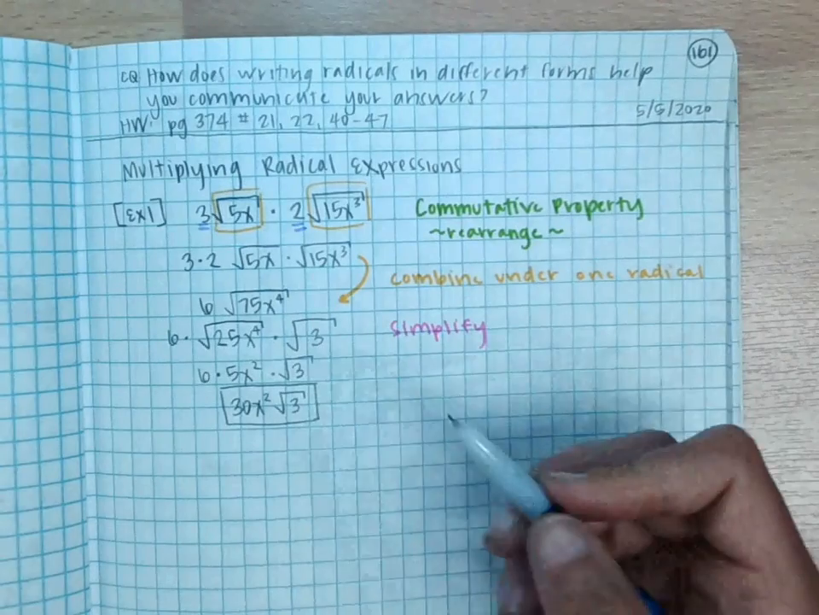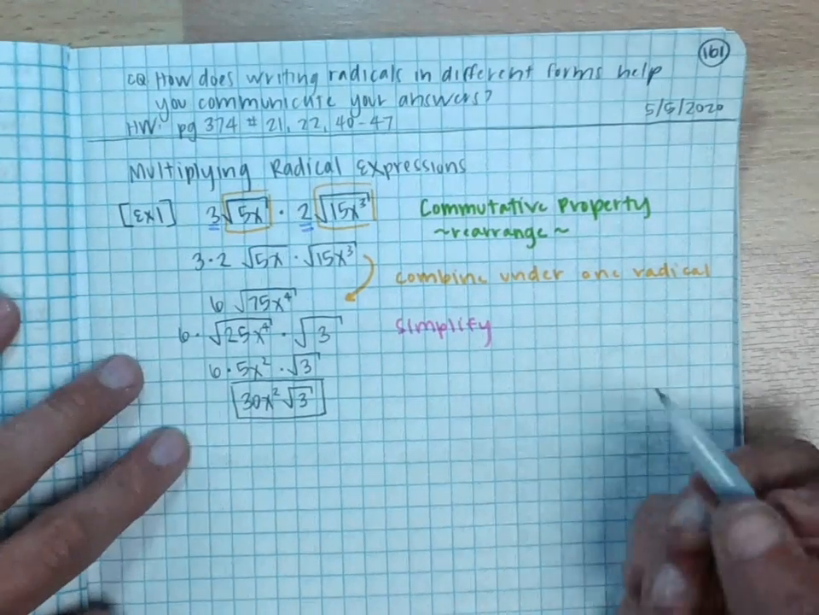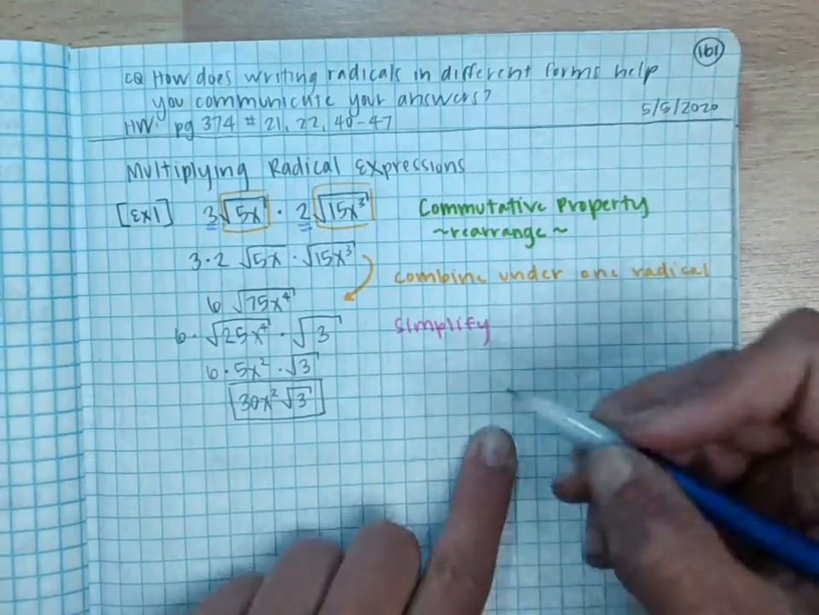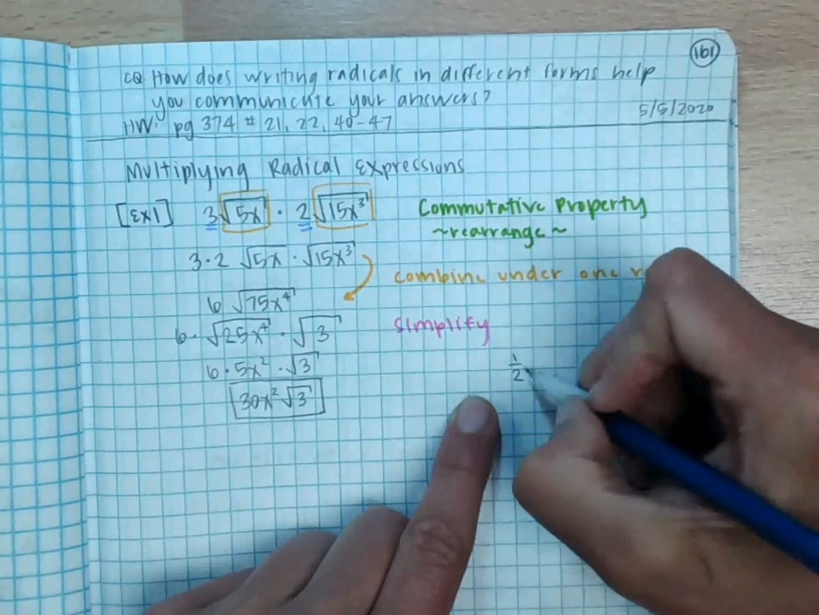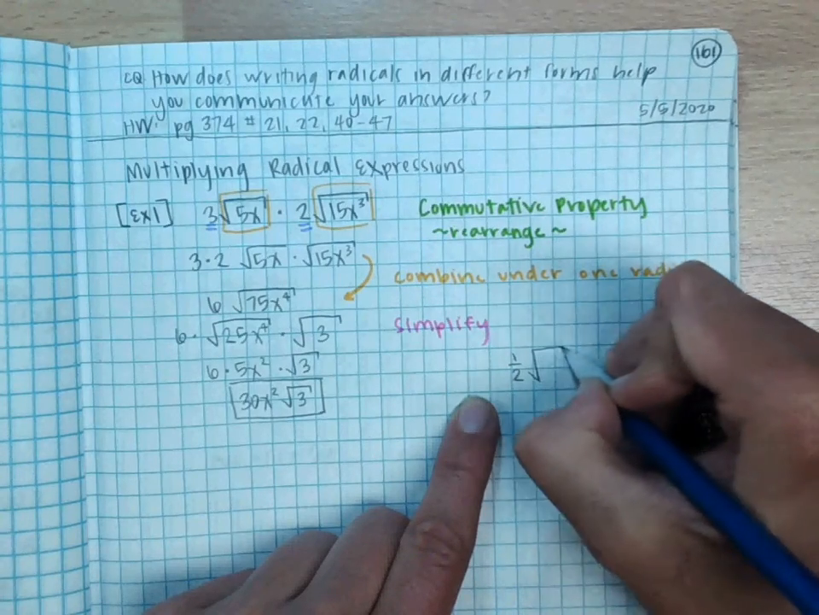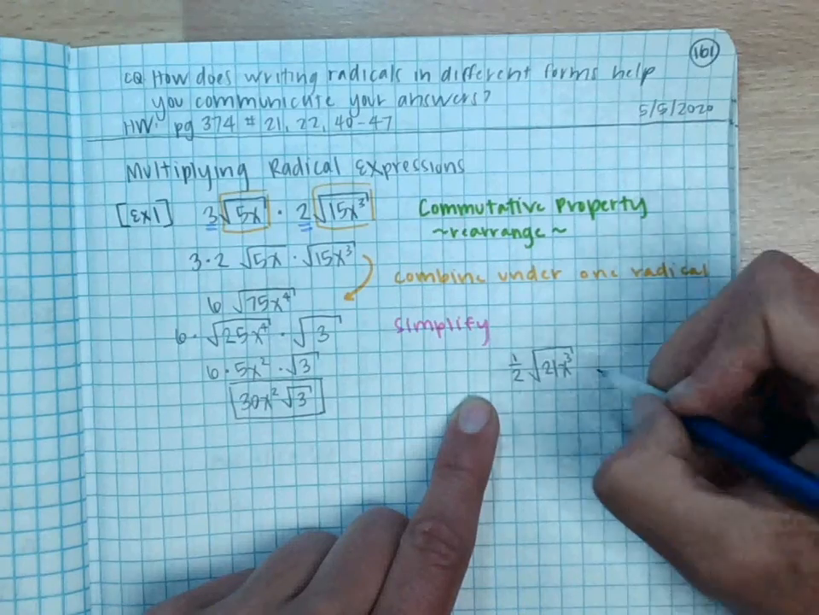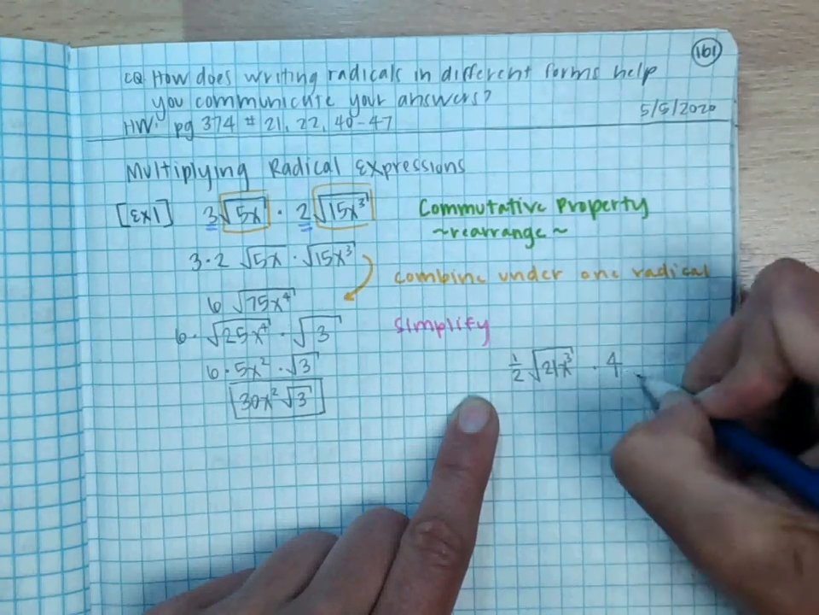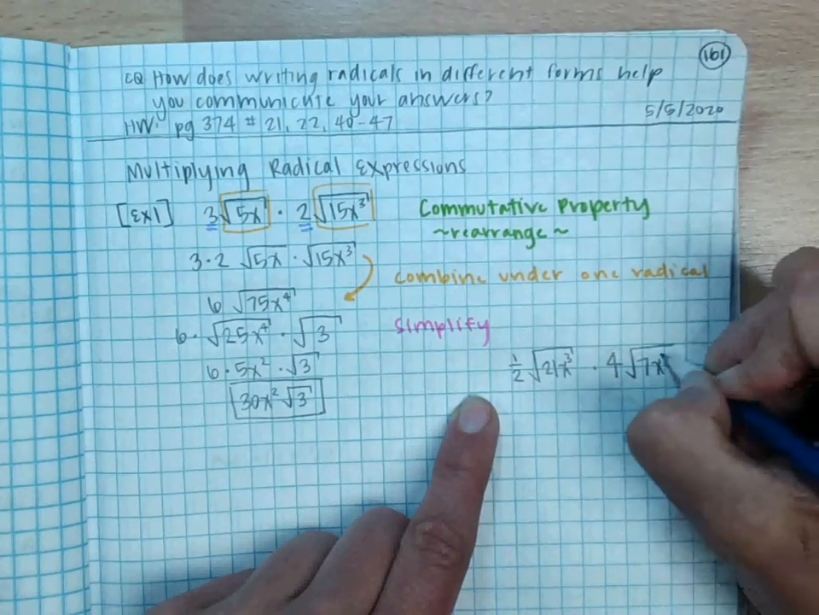Okay, let's try one more. I'm going to do it over here. 1/2 square root of 21x cubed times 4 times the square root of 7x squared.